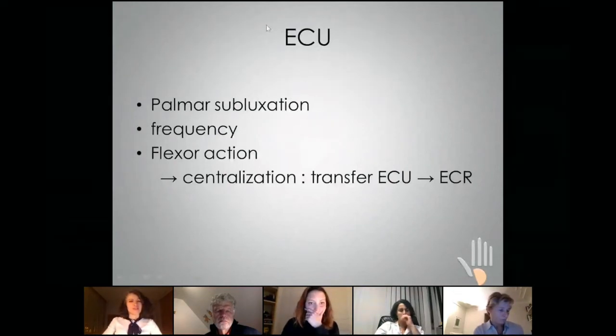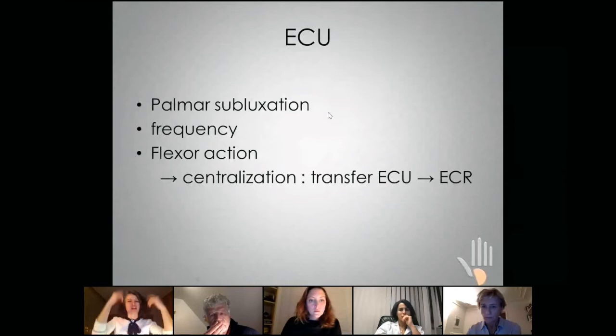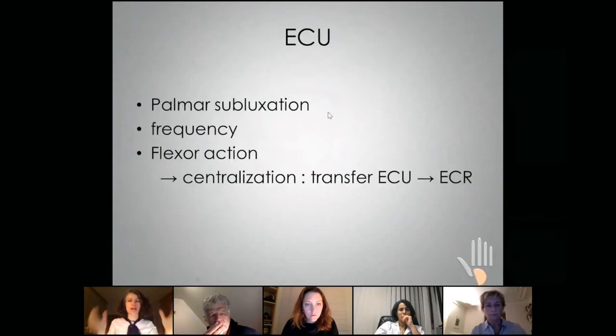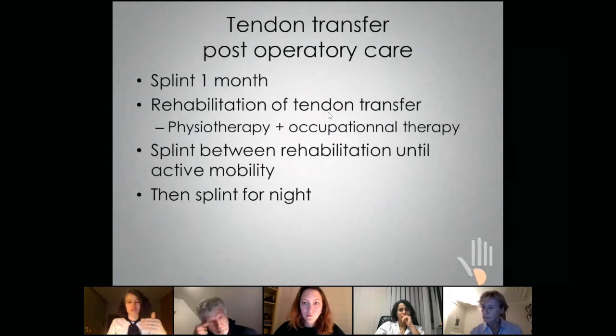The ECU is a special muscle because in most of the spastic patients we have a very important flexion of the wrist, and it's very common that we have a palmar subluxation of the extensor carpi ulnaris. The extensor carpi ulnaris goes to the palmar side of the wrist and becomes a flexor tendon. In that case, instead of two flexor tendons, we have three flexor tendons. Two of them are spastic, and we only have the extensor carpi radialis which can extend, and usually it is not sufficient. So in those cases, we need to do a centralization of the ECU and transfer the ECU to the ECR in order to put it again on the dorsal side.